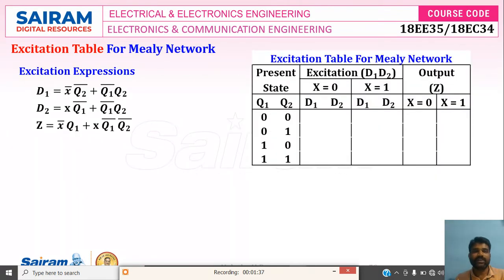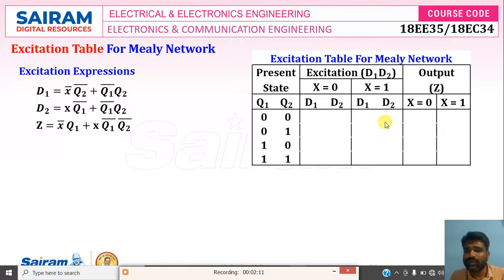Now let's see the excitation table for the Mealy network. So this is the excitation table. The first section is the present state, and these are the state variables. Since two variables are there, there are four possible combinations. Compared to the transition table, where next state was there, here it is excitation, D1 and D2, since D1 and D2 are the flip-flops for the Mealy network. It is divided into two columns, when x is equal to 0 and x is equal to 1, each with D1, D2, and then the output. This output is the same as in the transition table.